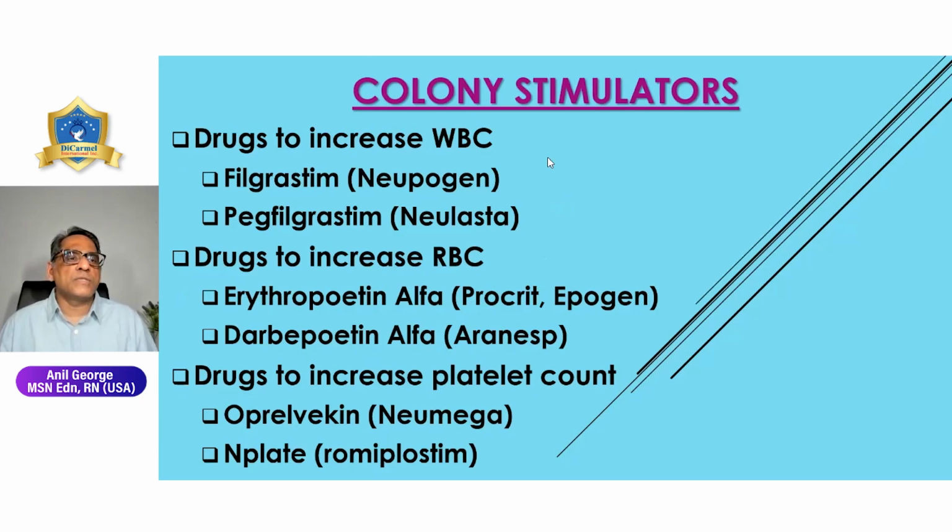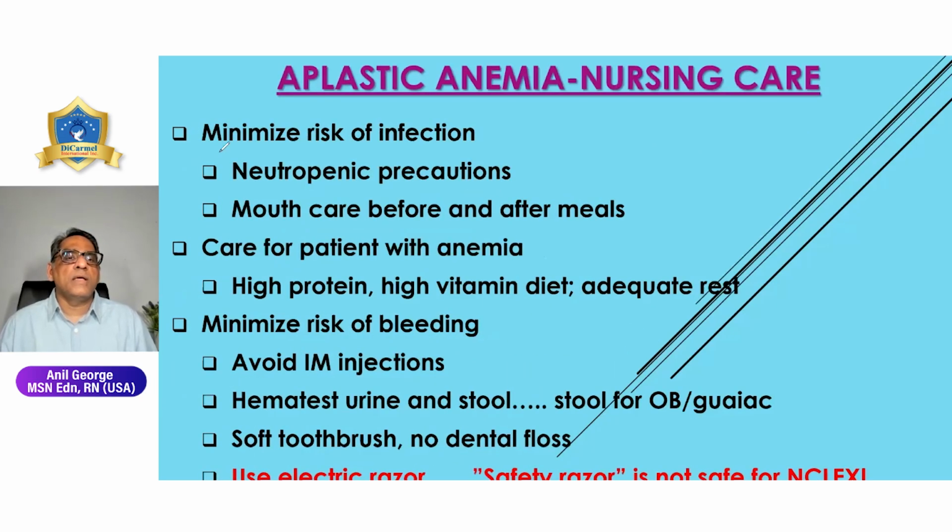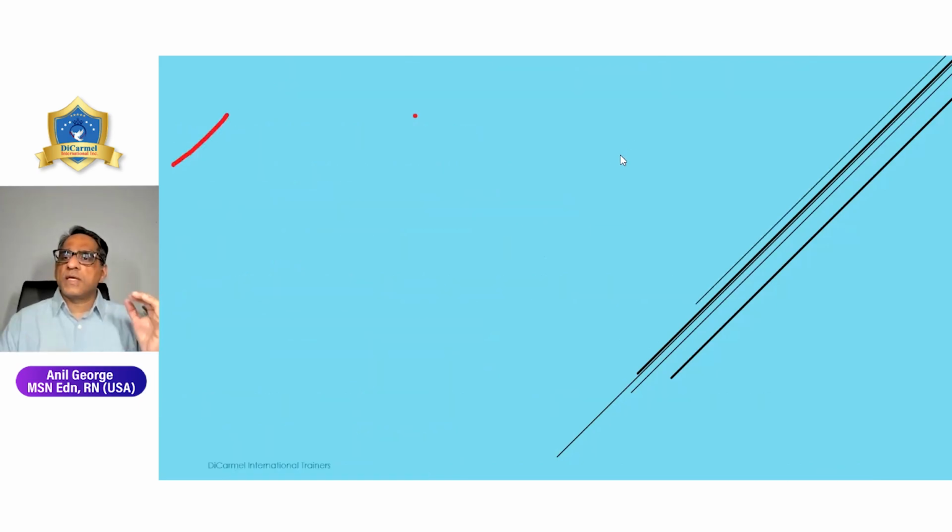And looking into the nursing aspects, minimize risk of infection. Again, you already heard the three problems they can have. They have low RBC, so basically they have anemia. Low WBC means high risk of infection, and low platelets means risk of bleeding. So they have these three problems. Interventions are focused on preventing or managing these three categories of problems.